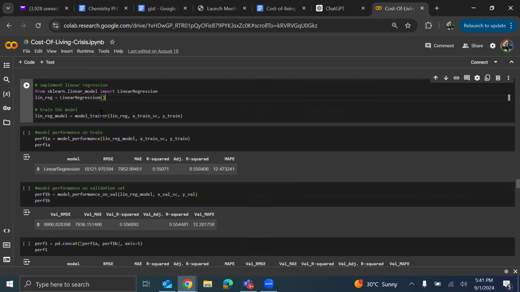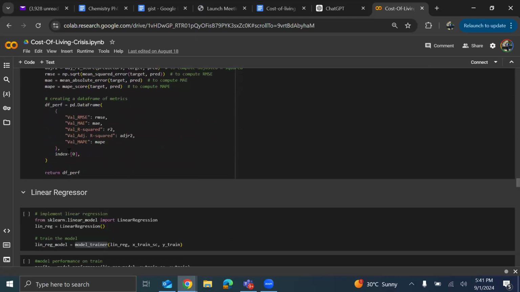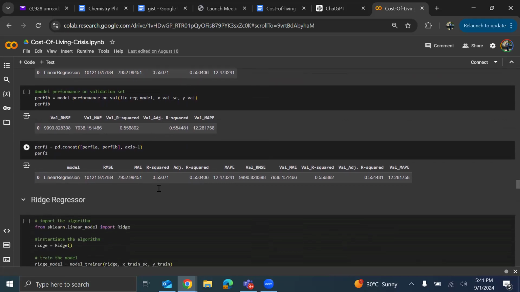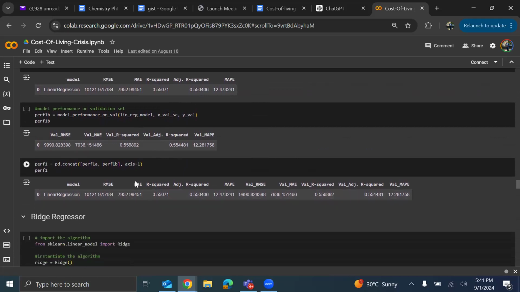Here I'm just calling the function. This function I'm calling model trainer. It trains the model and returns the trained model automatically. That's basically what I did here, and I observed the performance. I did that for the validation too. After training, I checked on the validation. All I'm doing here is just merging my output, so you can see I'm merging the results of the linear regression, both on the training and on the validation.